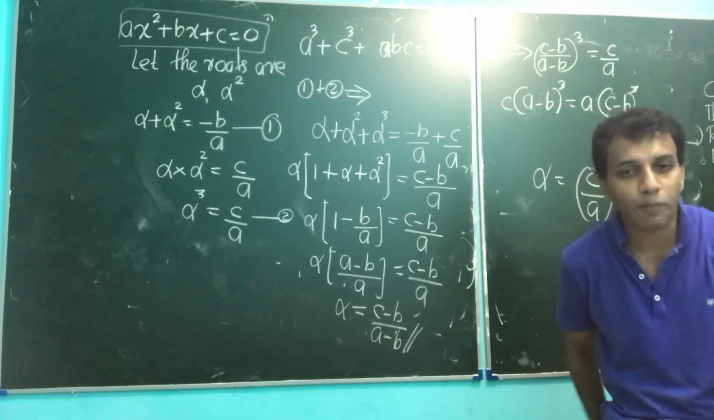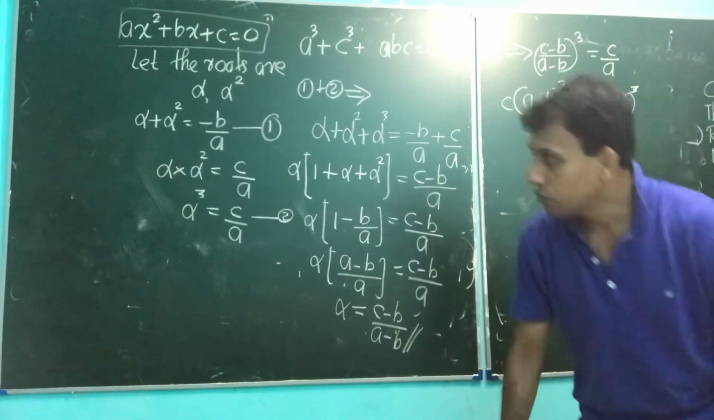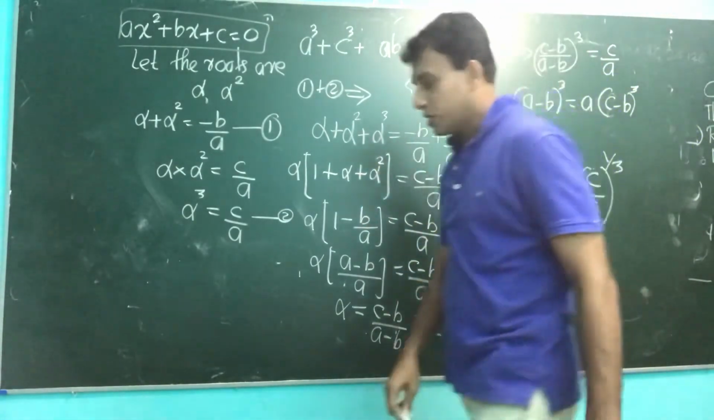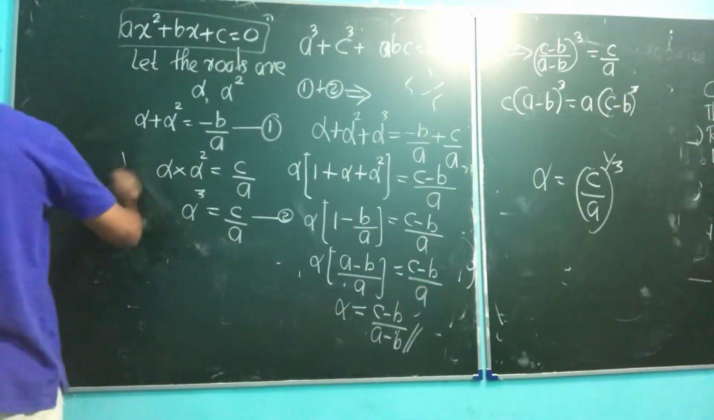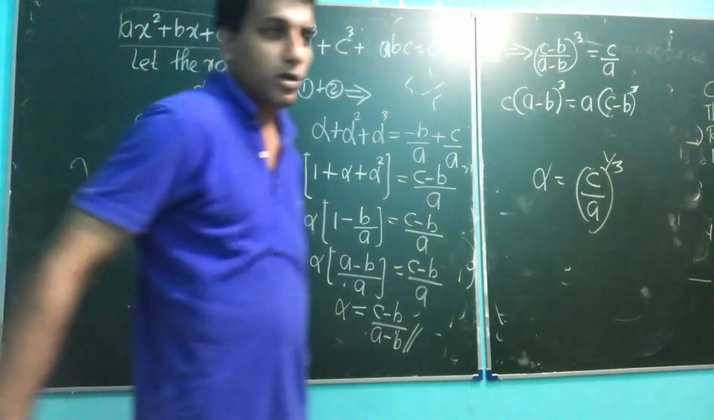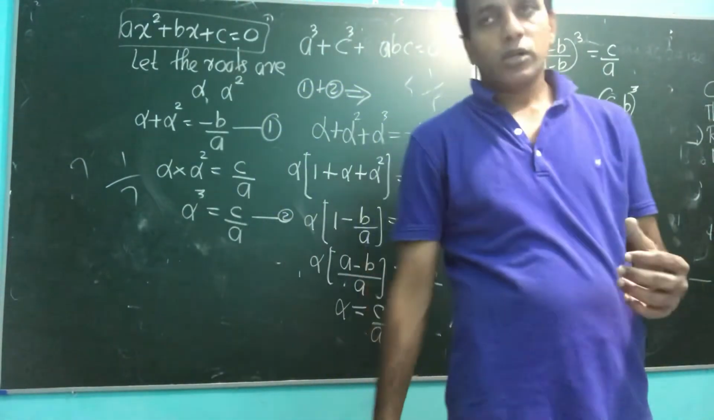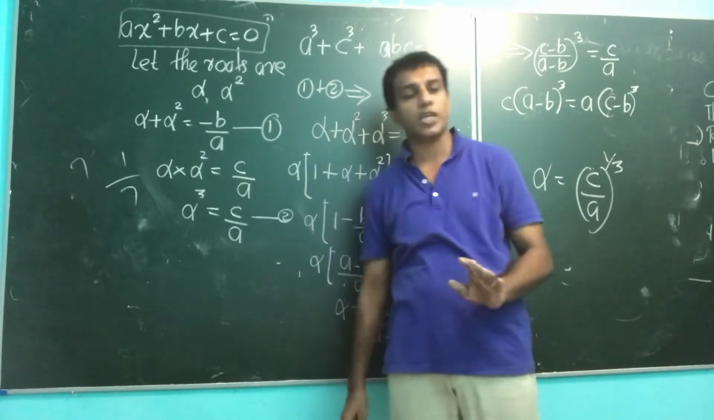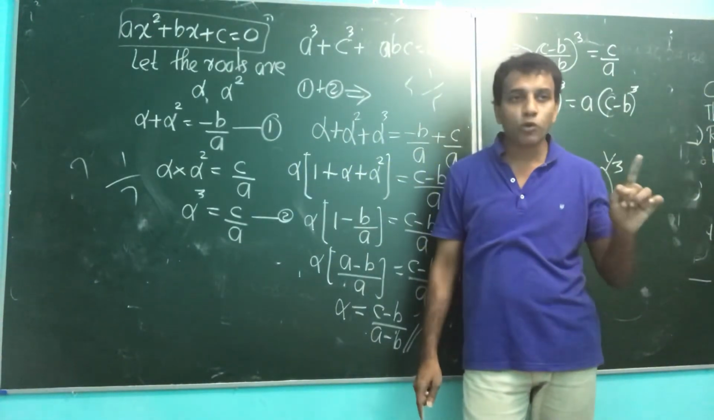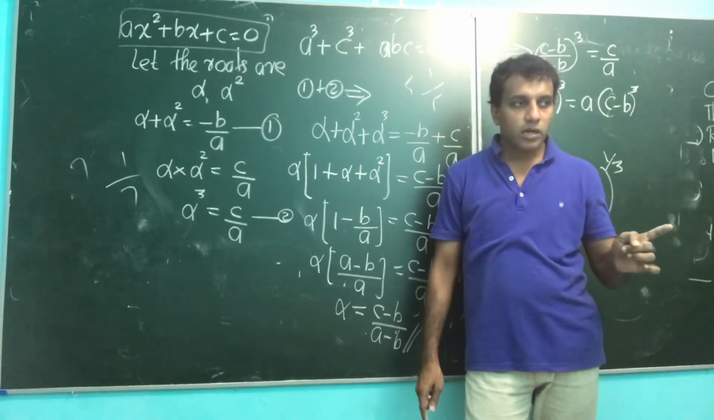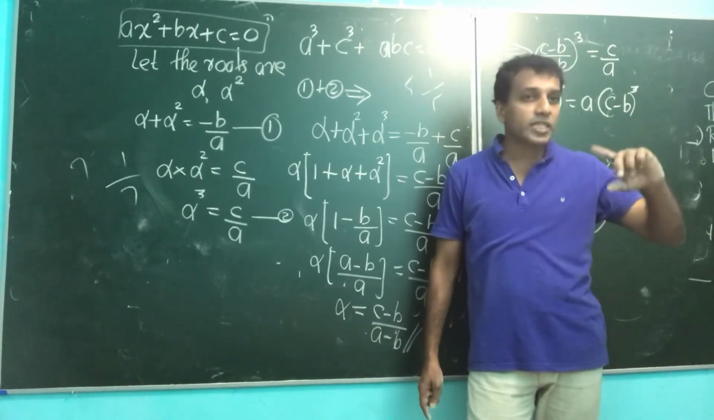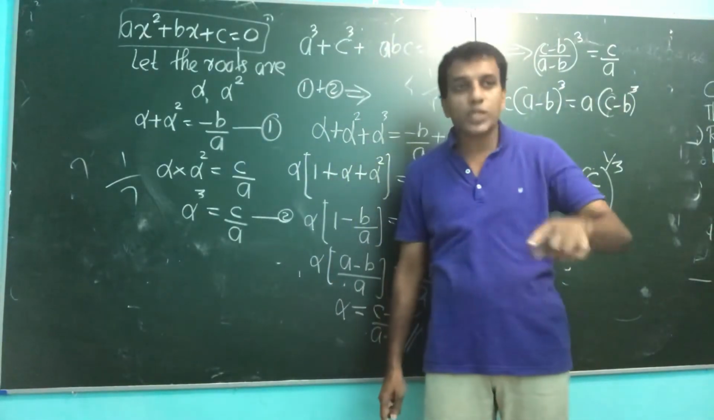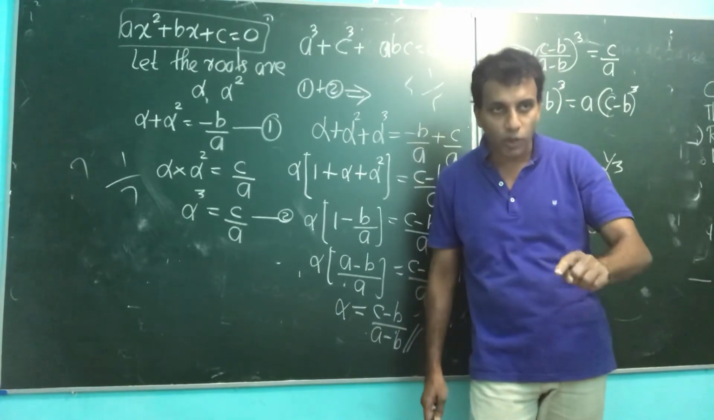What do you mean, reciprocal? That means 1 over 5. Reciprocal of 5 is 1 over 5. If you say 1 is 7, reciprocal 1 over 7. So what is the idea here? The equation is ax square plus bx plus c equal to 0. Here one root is the square reciprocal of the other one, or reciprocal of the square of the other one.